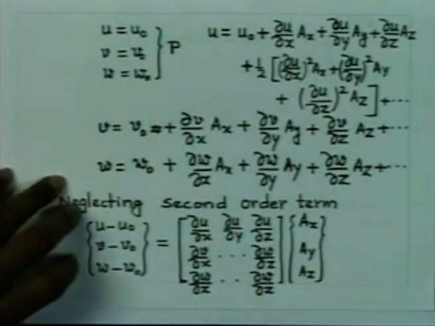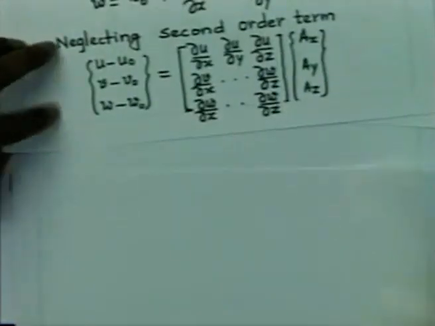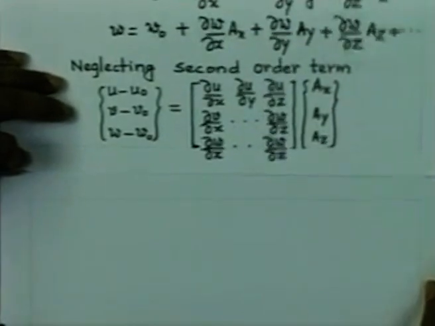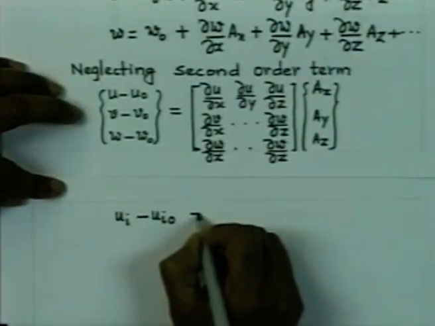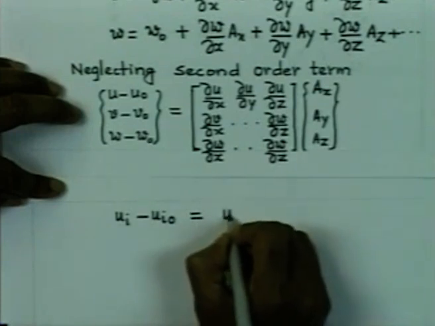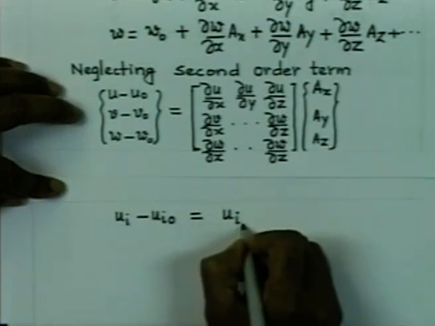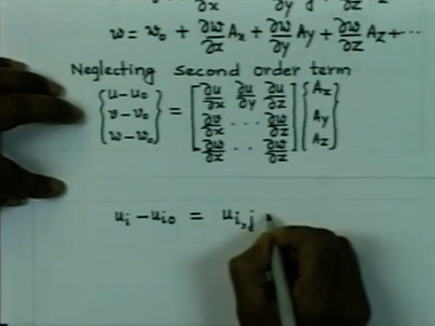This can be written in a compact form using tensor notation. We can make use of that ui minus ui 0 is equal to ui comma j multiplied by aj.